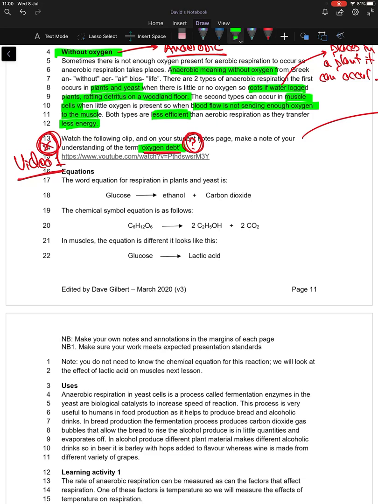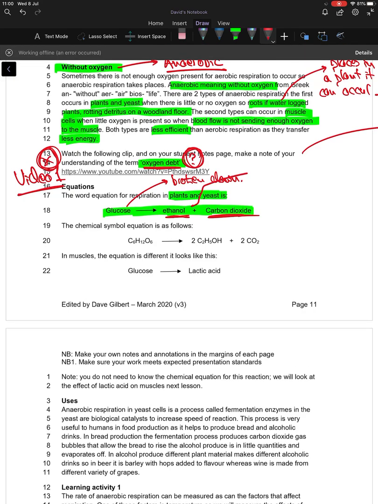So the word equation for respiration in plants and yeast: glucose is broken down into ethanol and carbon dioxide. Now these are important in the production of food substances.